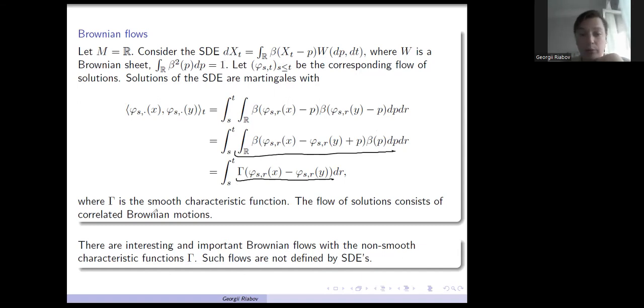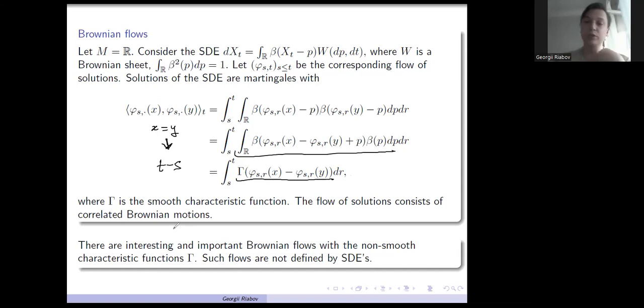And now gamma will be a smooth characteristic function. In fact, if we take x equal to y, we will get gamma of 0. So if we assume that gamma of 0 is equal to 1, then we just get a quadratic variation equal to t minus s, which means that solutions of such stochastic differential equation are Brownian motions. In particular, we get a flow of solutions that consist of correlated Brownian motions.